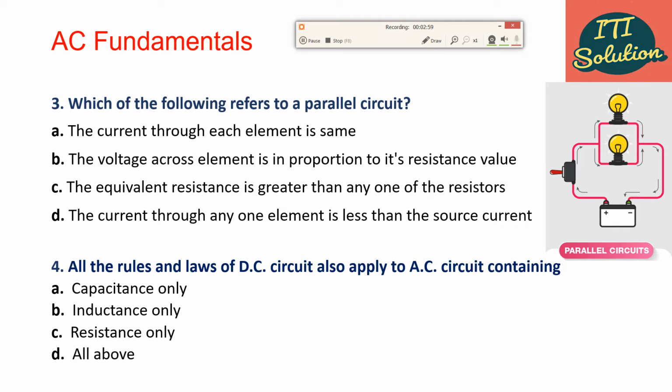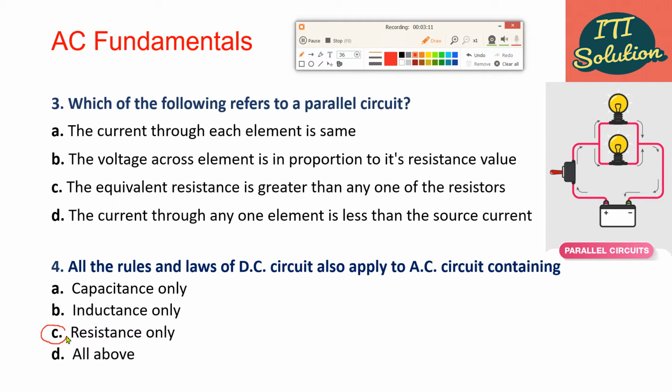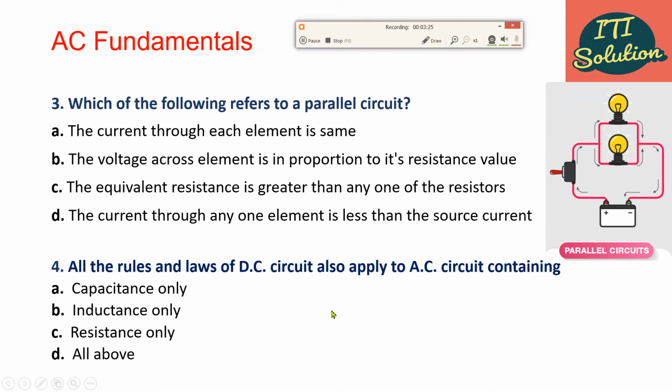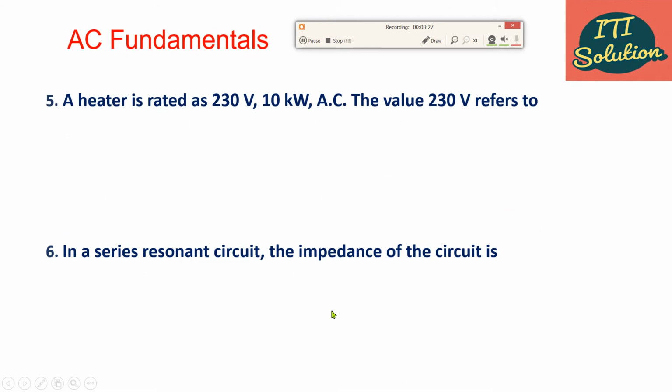All the rules and laws of DC circuits also apply to AC circuits containing option A capacitance only, option B inductance only, option C resistance only, and option D all of the above. Correct answer is resistance only. All rules and laws of DC circuits also apply to AC circuits only for resistance. Clear? Okay, next question.